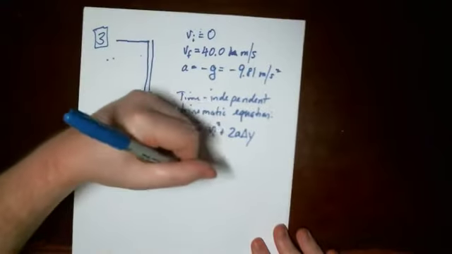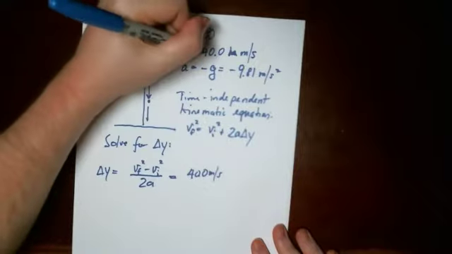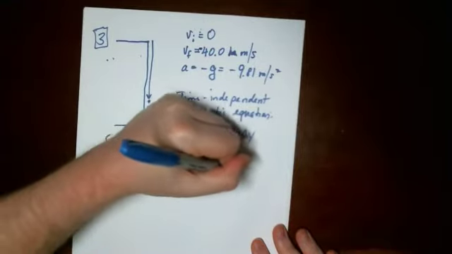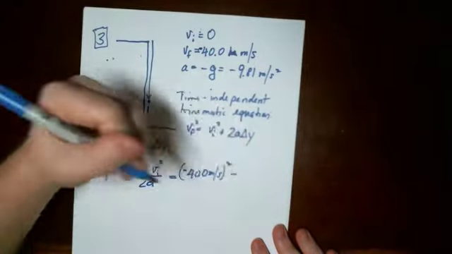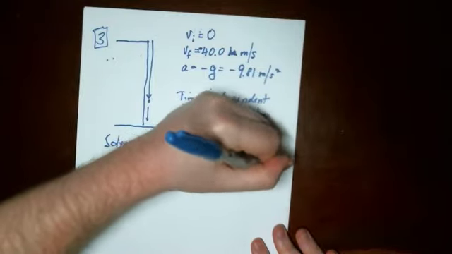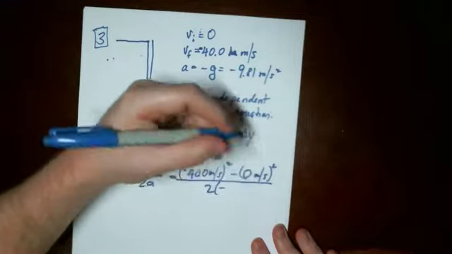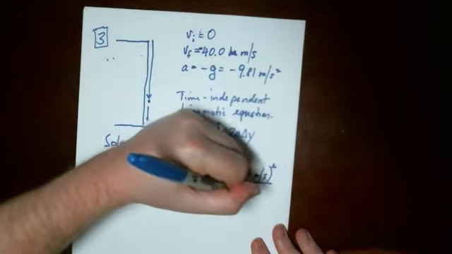So Vf we know to be 40 meters per second. Let's call that minus 40 because it's falling downwards. Doesn't really matter because we're squaring it. It was dropped from rest, so its initial velocity is just 0 meters per second. We have 2, and then we have the acceleration due to gravity.